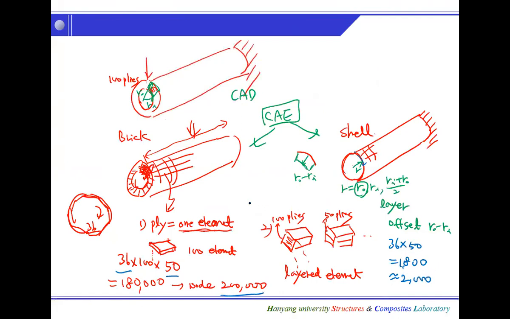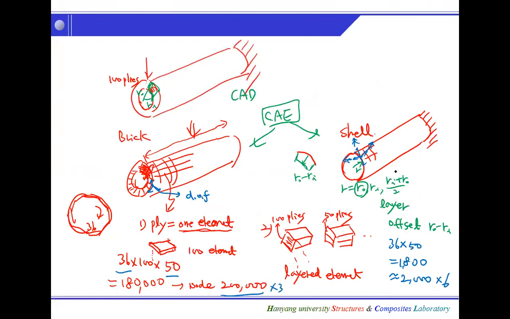Another one is the degrees of freedom. Each brick element node has only 3 degrees of freedom, just movement, this way and that way. But in a shell element, each node has 3 translational degrees of freedom and 3 rotational degrees of freedom. So the unknowns are times 3 for bricks, but times 6 for shells. But still, this is much less, so much faster, and sometimes also more accurate.